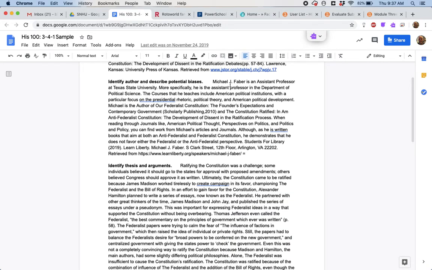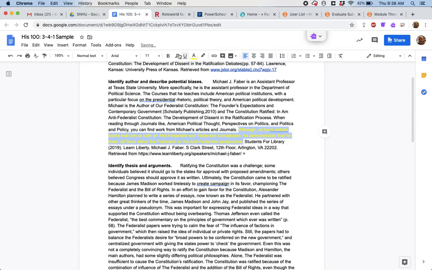Looking at the author. Here's the author. Here is what he does, where he works, the courses he teaches, the books he's written. You don't have to list every single book, but this person thought these books were important. And here's a kind of important sentence, right? This is a part where too many of us forget to really do this well.